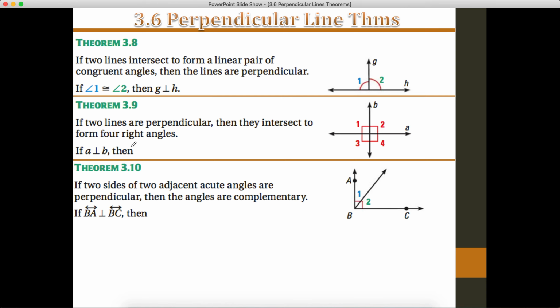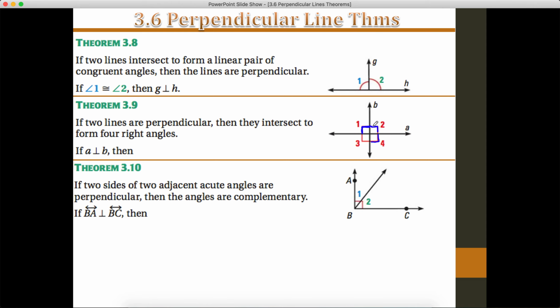And some of them are very intuitive, like this one. If two lines are perpendicular, then they intersect to form 4 right angles. So in other words, if A is perpendicular to B, let's assume straight off the bat we know that this angle's right. How can I conclude the rest of them are right? Well, for example, if 1 is right, I know 4 is because of the vertical angle theorem.